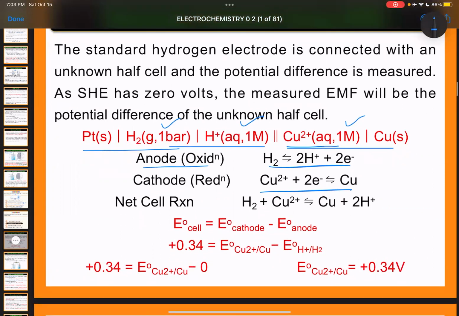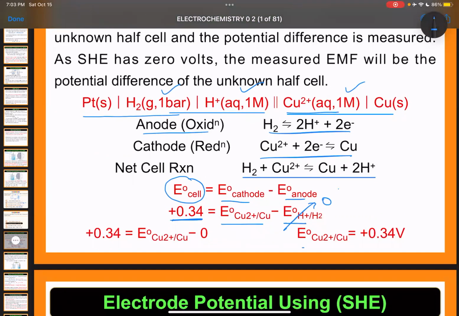And you make an overall cell reaction out of it. You get the EMF of the cell as E cathode minus E anode in terms of reduction potentials. You measure experimentally, it is 0.34, this cathode minus anode, and this you assume to be 0. So that's how you estimate the actual electrode potential, and this will be given to you.